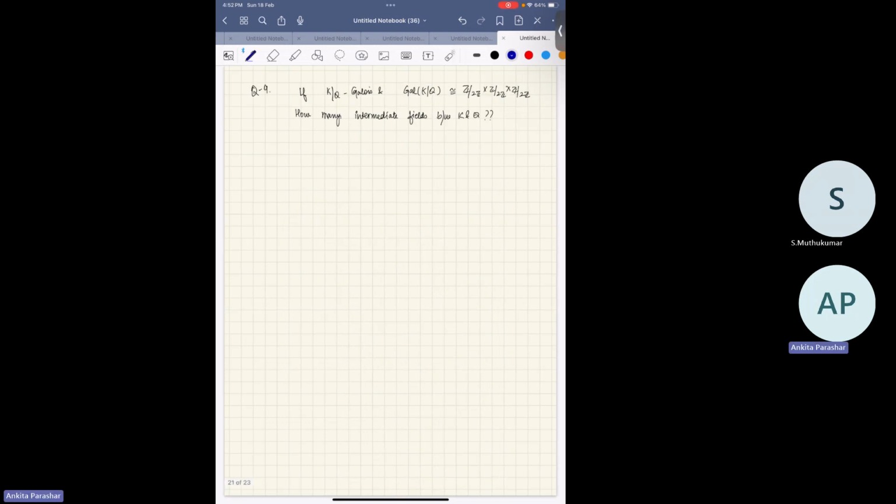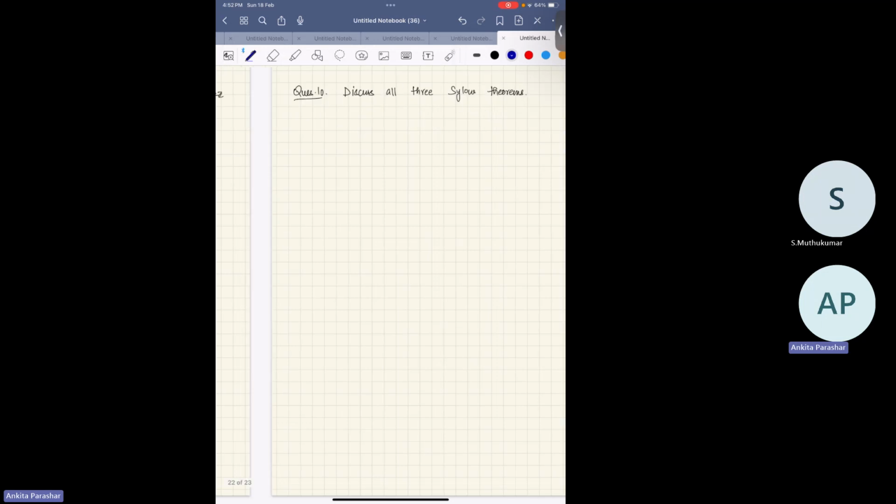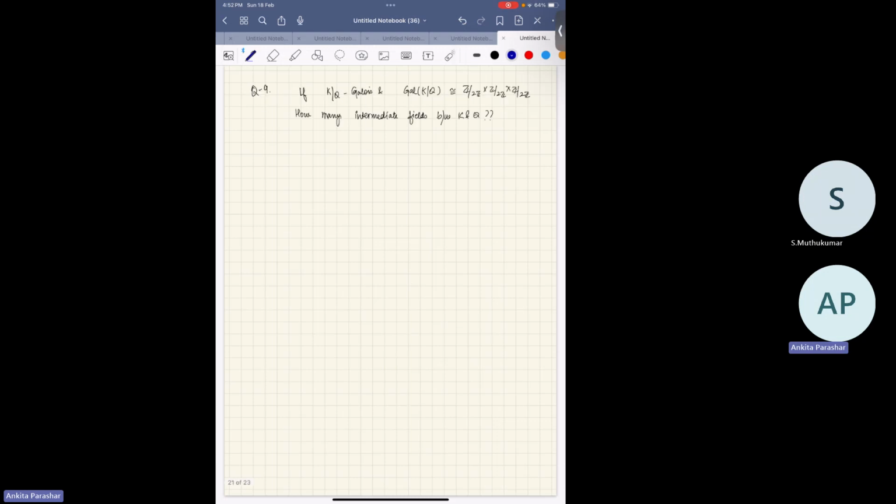All right, so I think mostly I have discussed everything. Let's do this question. I will not discuss Sylow theorems because I feel like they are no longer required in the syllabus. So let's discuss the last question. If K over Q is a Galois extension and the Galois group is isomorphic to Z2 cross Z2 cross Z2, how many intermediate fields are there between K and Q?